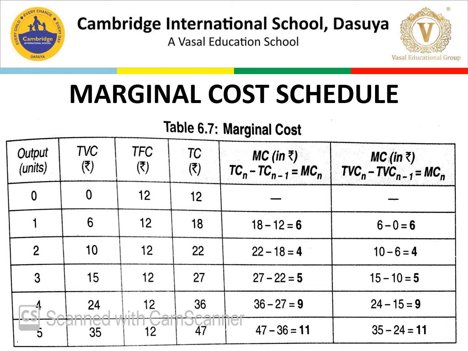Now MC in rupees. So TVCn minus TVCn-1 is equal to MCn. So again the same thing will come as an answer. See the difference between TVC. The first unit is 0 and the next unit is 6. So 6 minus 0 is 6. Now the next unit is 10. Again 6 was the previous one. So 10 minus 6 is 4. So you can see the values for MC from TCn minus TCn-1 will be the same, and even MCn equal to TVCn minus TVCn-1 is the same.